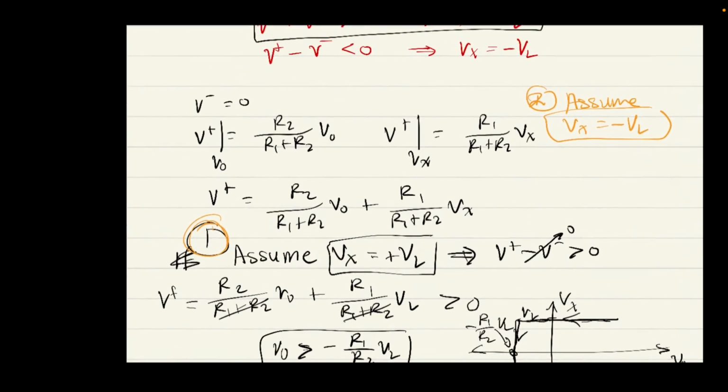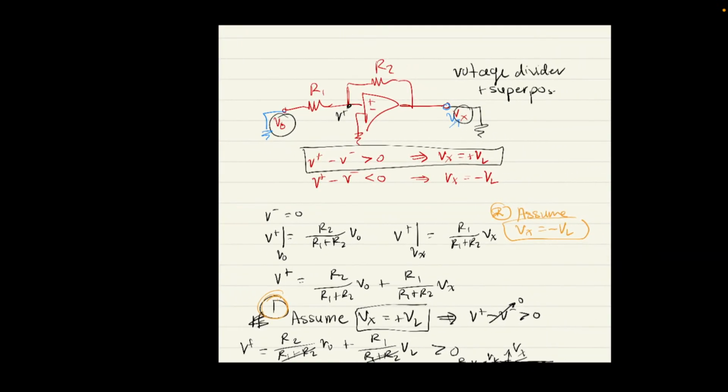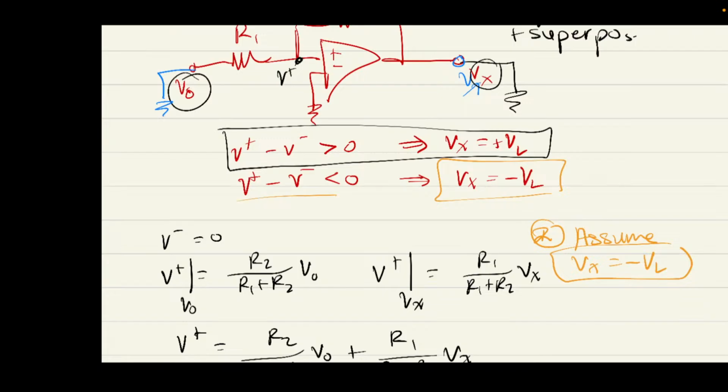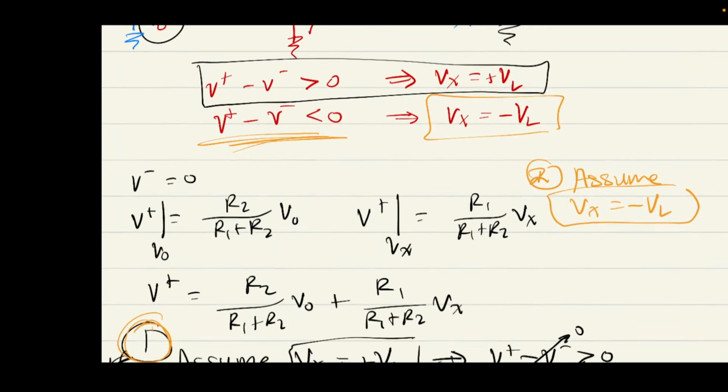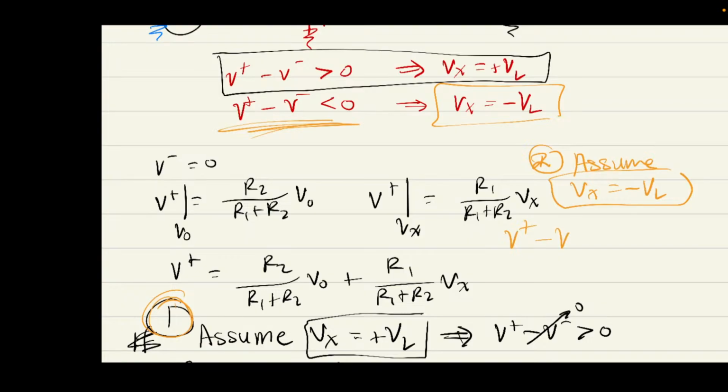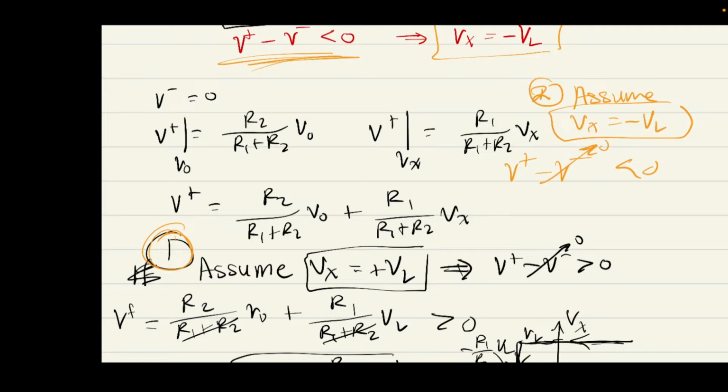Well, if this is true, we have that the difference is negative. In other words, V plus minus V minus, where V minus is just 0, is smaller than 0. So we do the same thing. Substitute in V plus, which is R2 on R1 plus R2 times VO. And then we have the other one. Now, this one is meant to be times Vx, but Vx is now negative VL, right? So this is minus VL, and this is all less than 0.